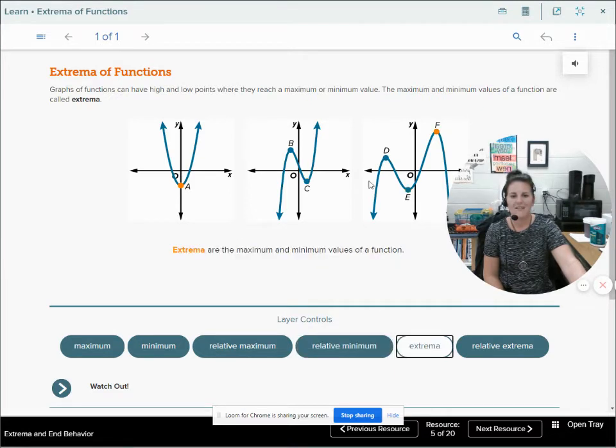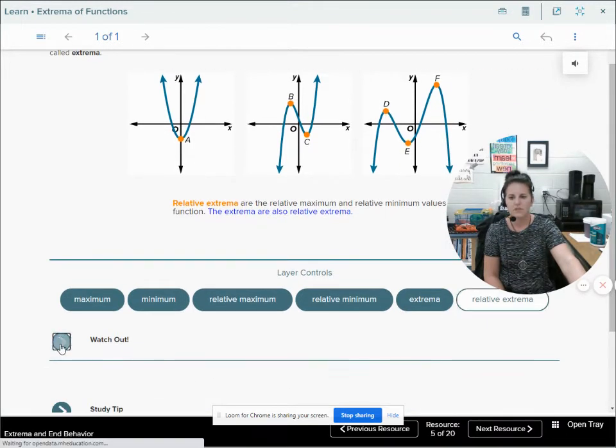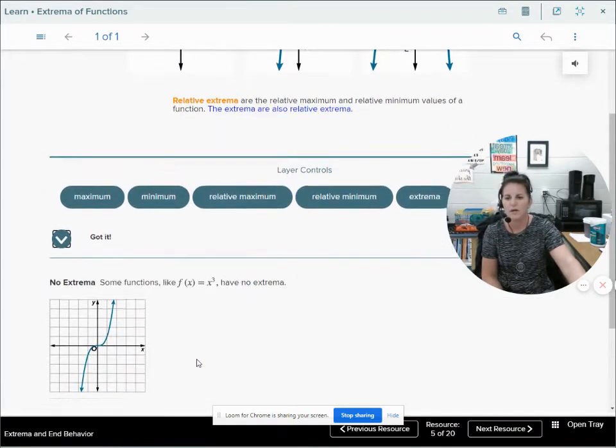And then, of course, we have our extrema. This is the highest point on the graph. This is the lowest point on the graph. And then our relative extrema are in regards to the points surrounding either side of them. So these are my relative extrema. So it's important to watch out for something.